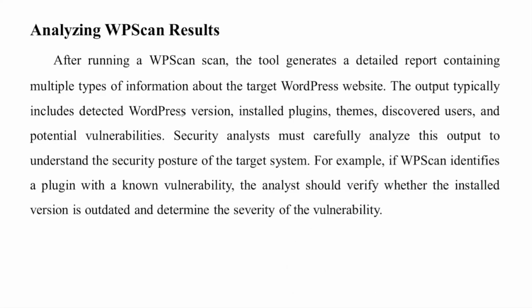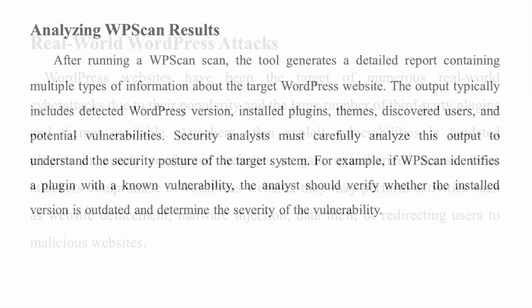Analysis of the WPScan results. After running WPScan, we get a detailed report with information about the WordPress version, installed plugins, installed themes, discovered users, and potential vulnerabilities. As analysts, we need to carefully interpret those results. For example, if a plugin has a known vulnerability, we check the installed version and the enumeration and determine whether it requires patching or not.